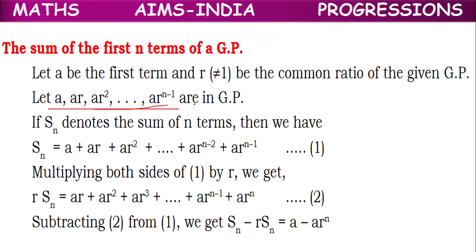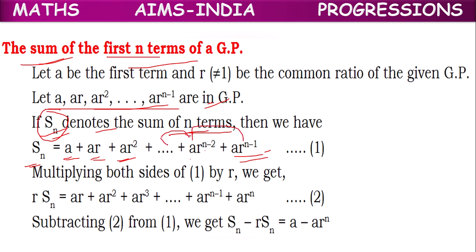So if this is the GP, then the sum of first n terms is denoted by the symbol Sn. Sn denotes the sum of n terms. Sn equal to A plus AR plus AR square up to AR power n minus 1. Before that, AR power n minus 2. Before that, AR power n minus 3. Like that we can take.